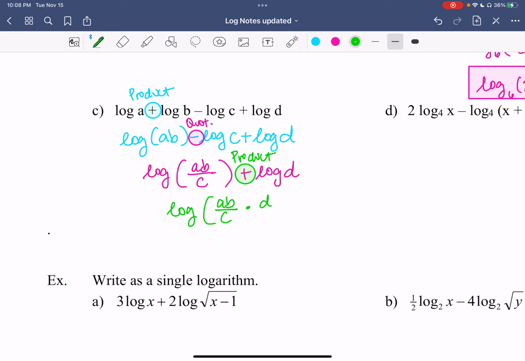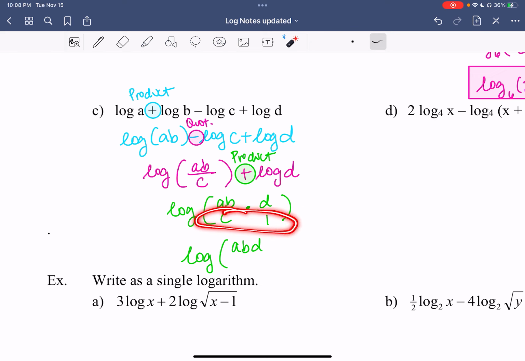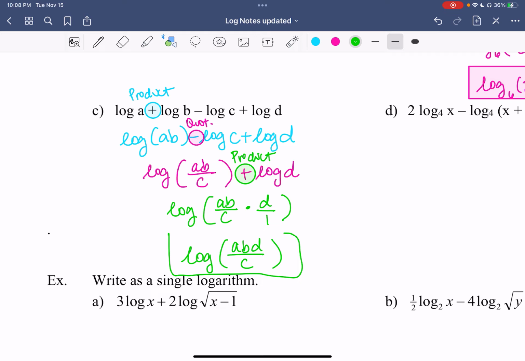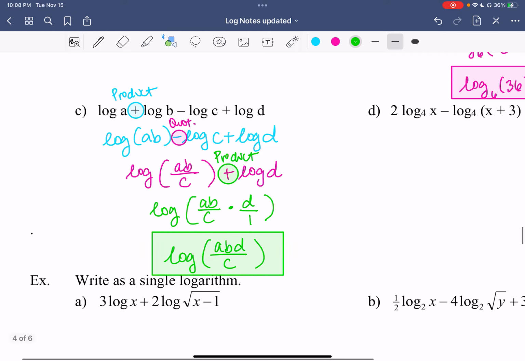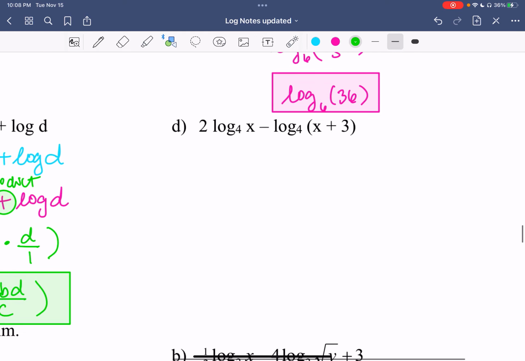Now, to simplify this, you need to learn how to multiply fractions. It's easier if you have them both as whole fractions. So D over 1 would be how you would convert D into a fraction. And then to multiply fractions, you multiply straight across. So AB times D will be ABD. And then C times 1 is just C. So this log is ABD over C. Okay, let's do the next one.